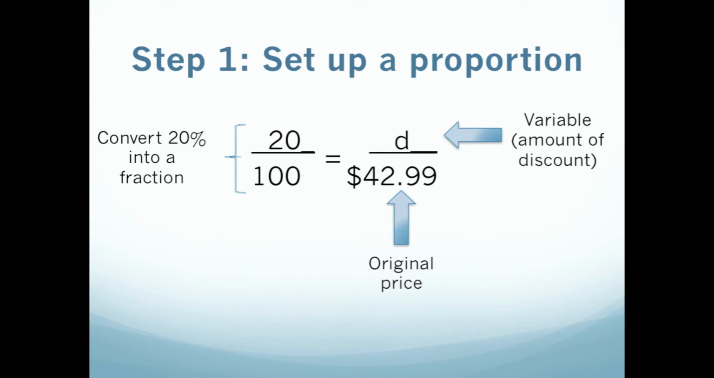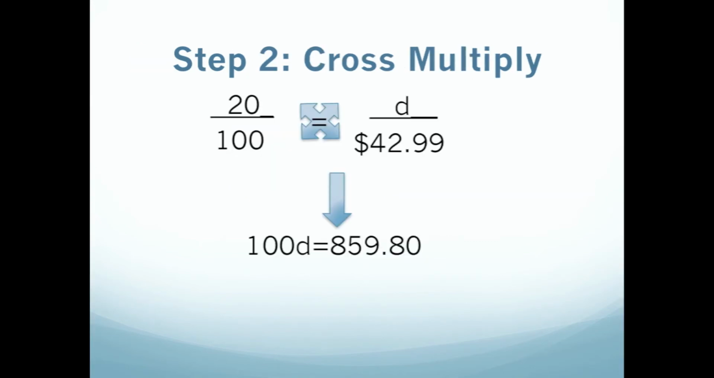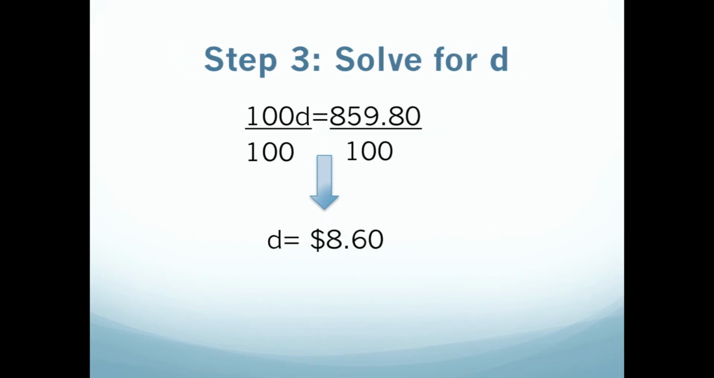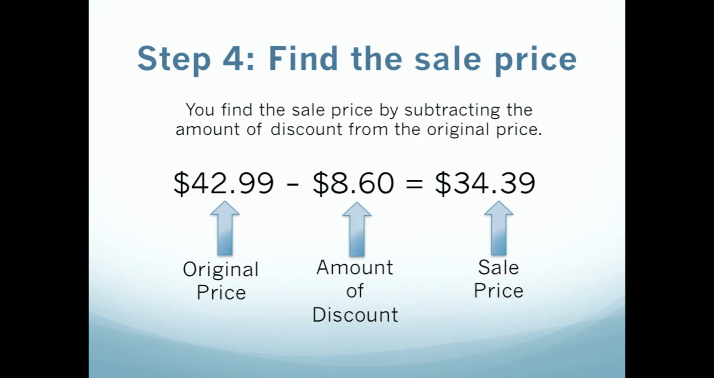And solving a proportion, we all know we have to cross multiply. So our second step is going to be to do just that. So we're going to multiply 100 times D, and that equals 100D, equals 20 times $42.99 is $859.80. The third step is going to be to solve for D. So we have the equation 100D equals 859.80. So to solve for D, we divide each side by 100, and we get D equals $8.60.